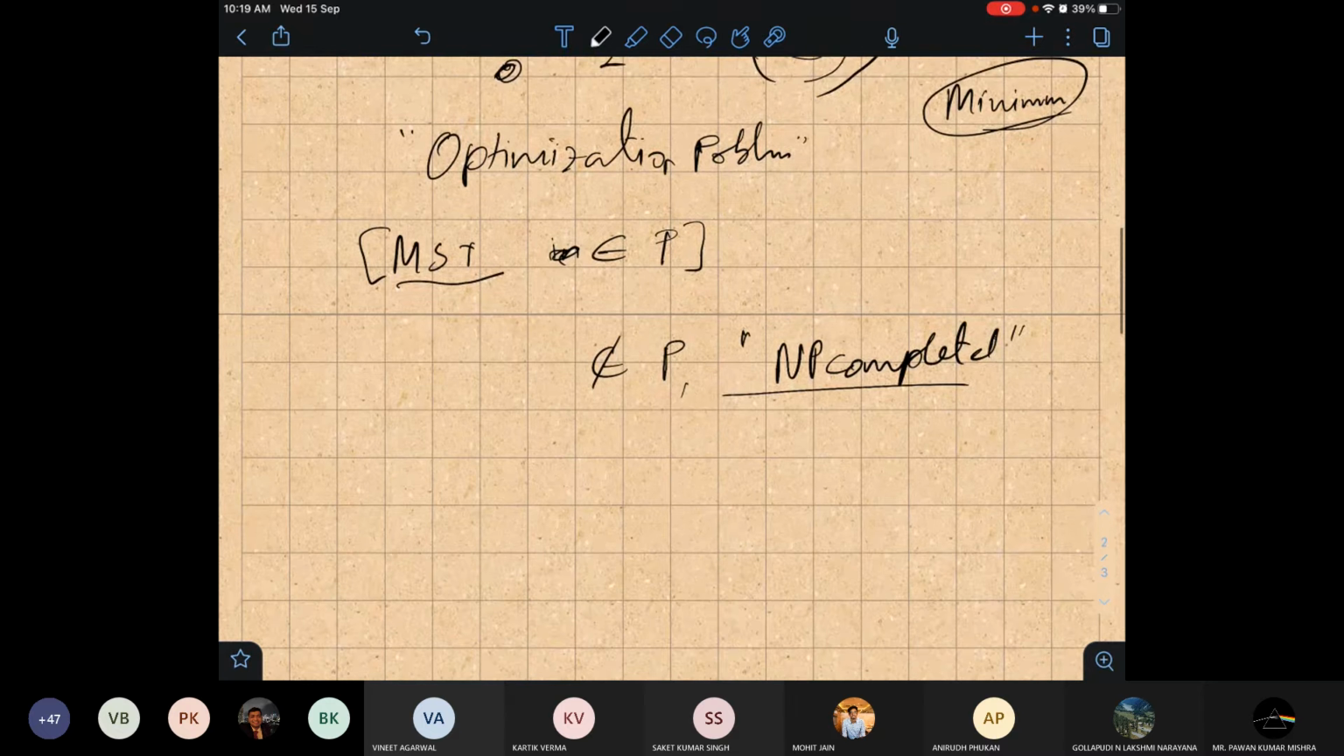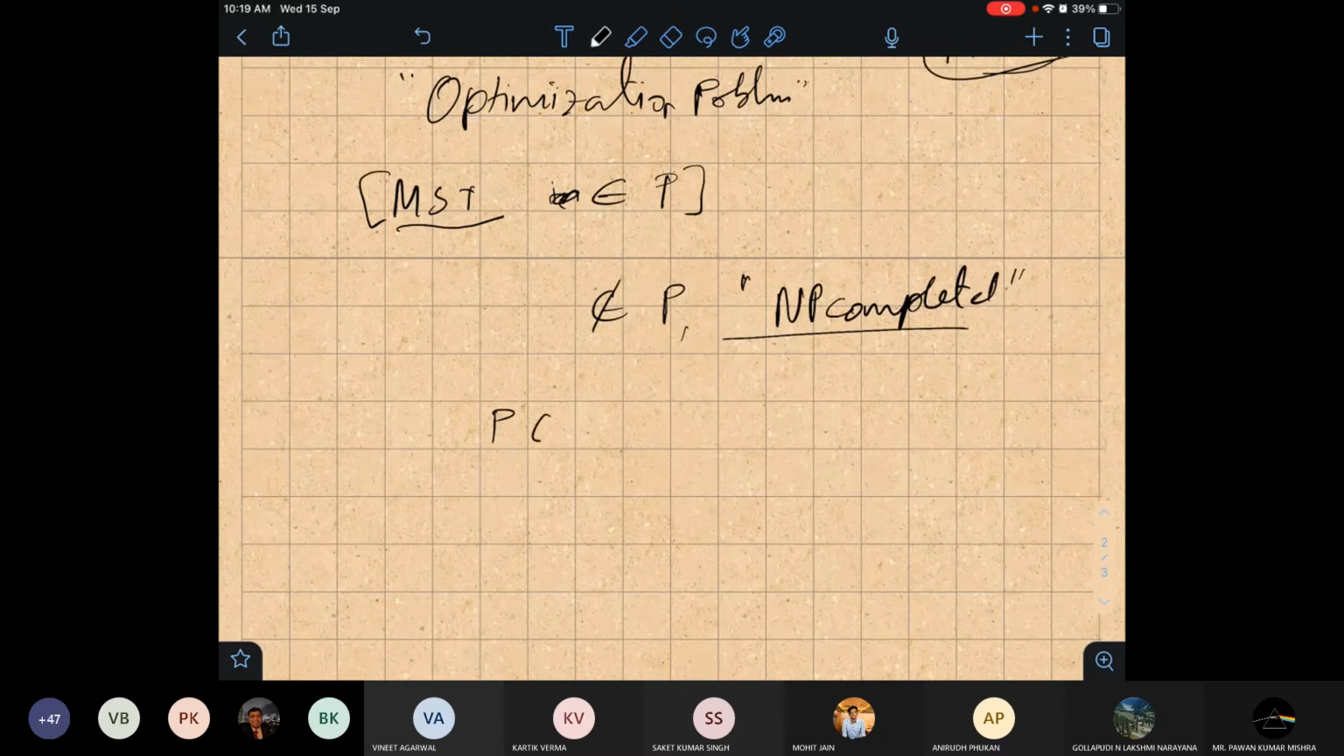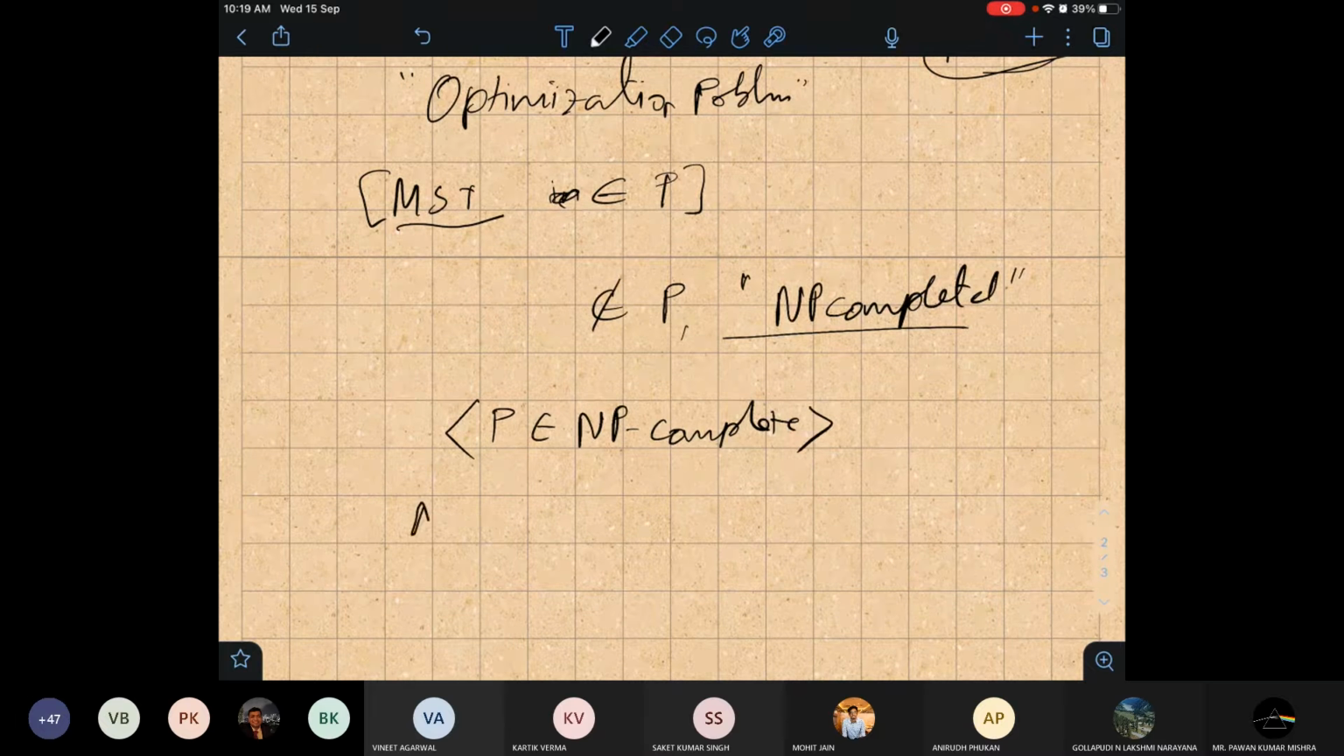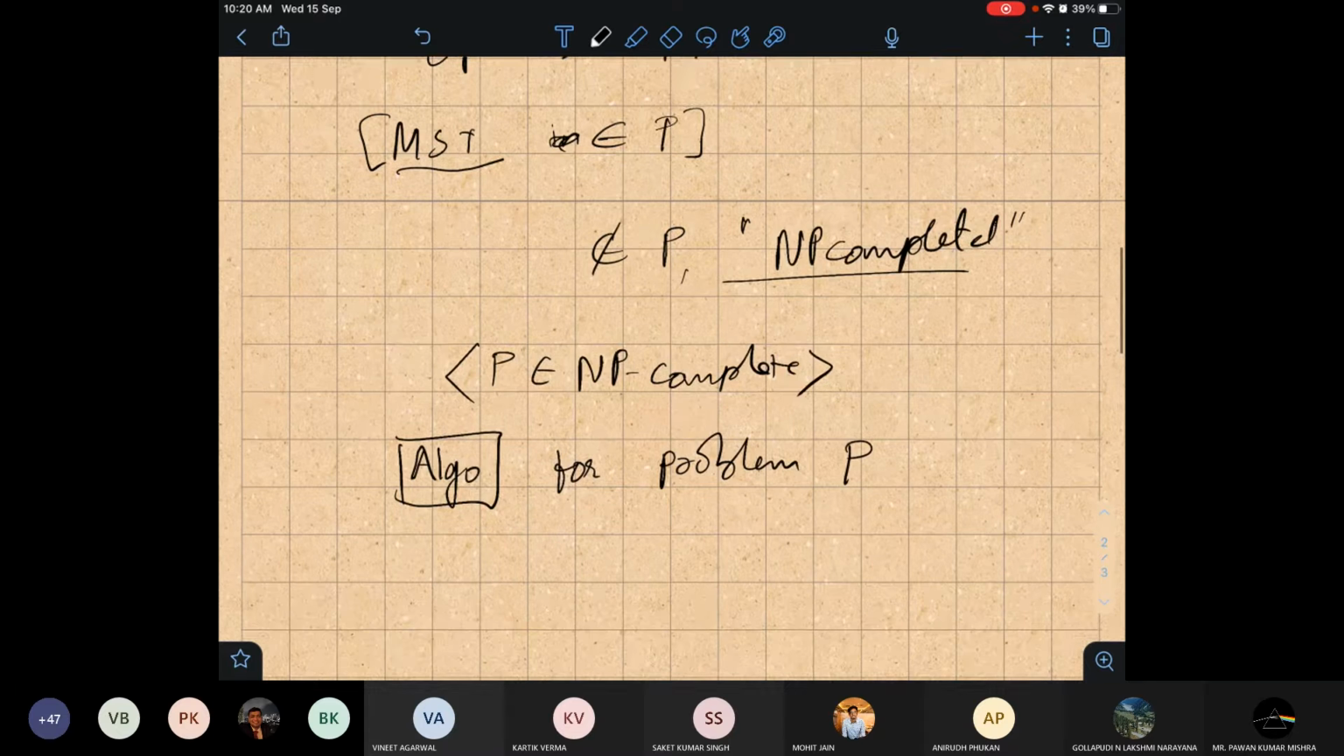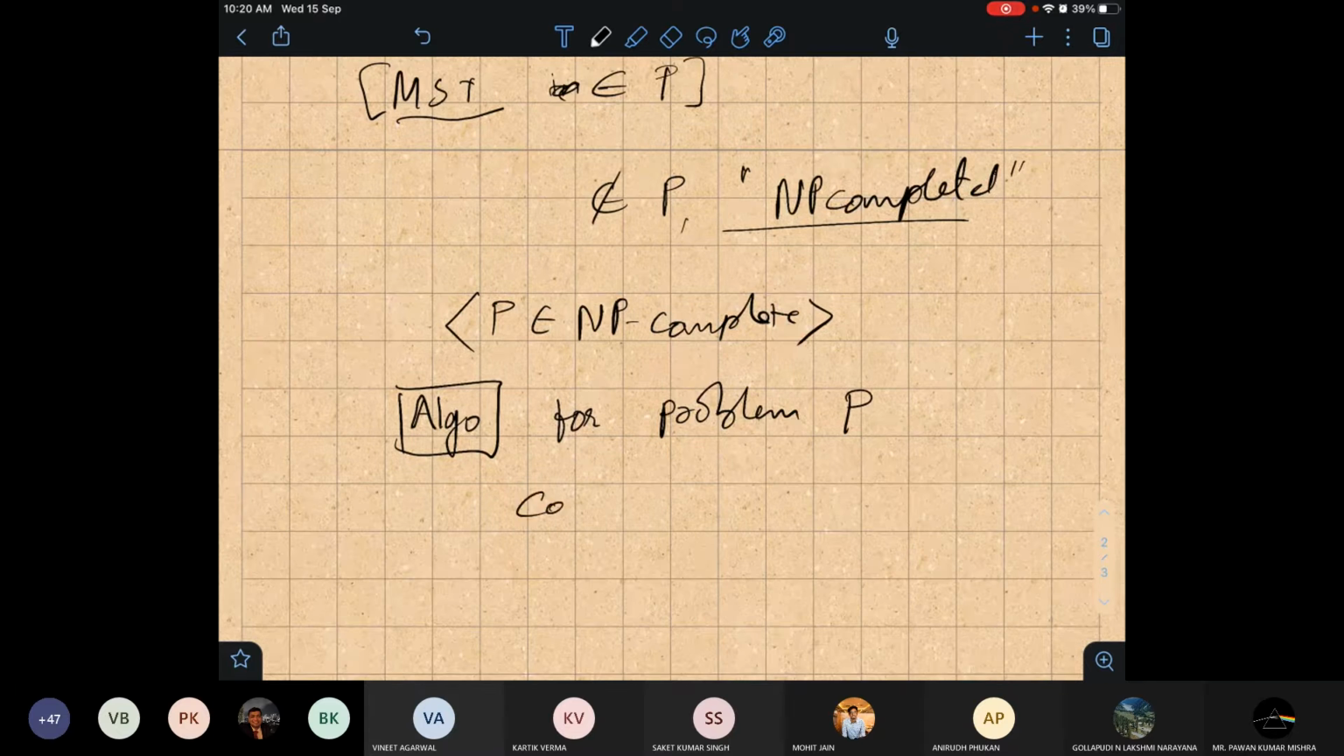So we need to define how we are going to do this. Suppose a given problem belongs to NP-complete, either a minimization problem or a maximization problem. I will talk about a minimization problem now. We'll try to design an algorithm for that problem. Suppose my algorithm is the designed algorithm for problem P. Okay, and now suppose we consider an instance.